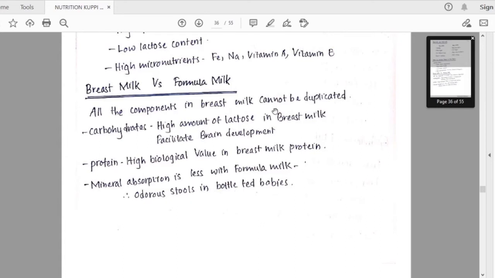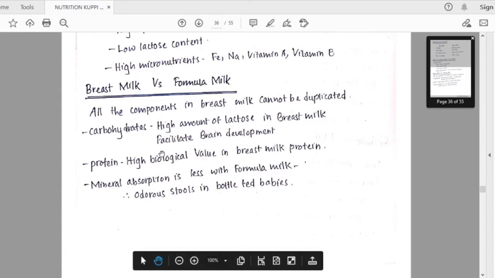Regarding carbohydrates, there is a high amount of lactose in breast milk, which facilitates brain development. Protein content is very high, with high biological value. It is less than cow's milk, but the biological value is good for the infant. Mineral absorption is less with formula milk. Odorous stool.